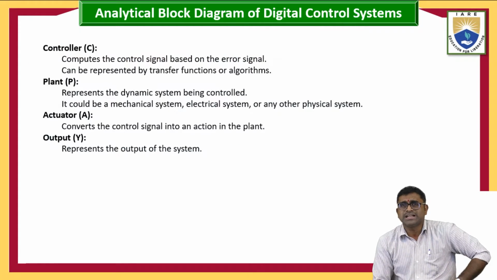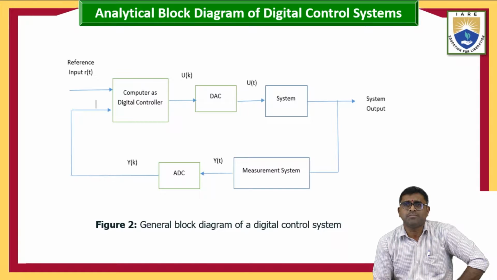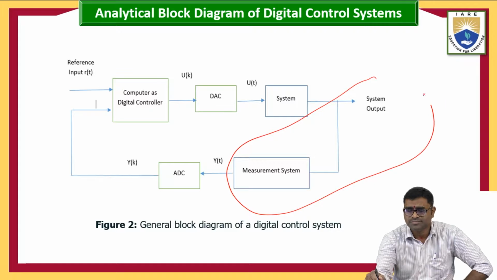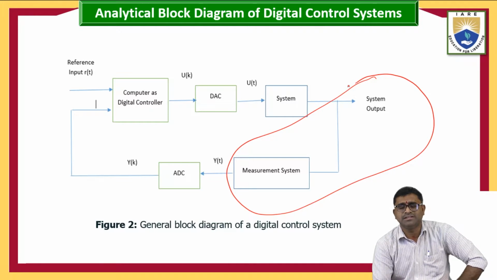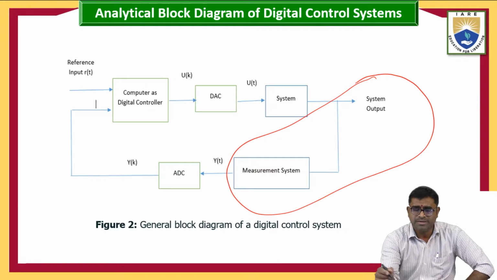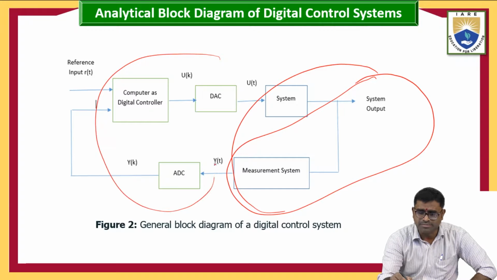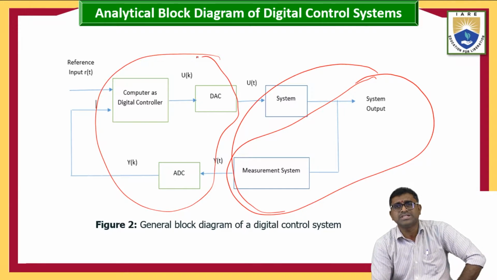So in the digital control system block diagram, compared to the linear control system, the first three blocks are the same: the system and the measurement system are the same. The digital part is different, so we are going to change it. We have to see what the DAC and ADC blocks of the system are, and which blocks are there.